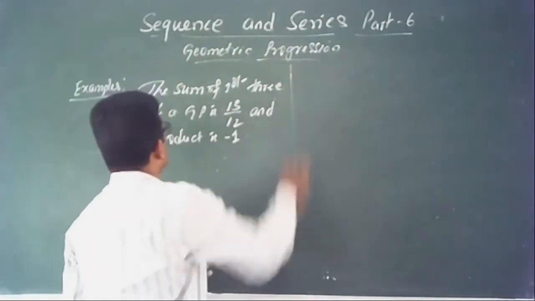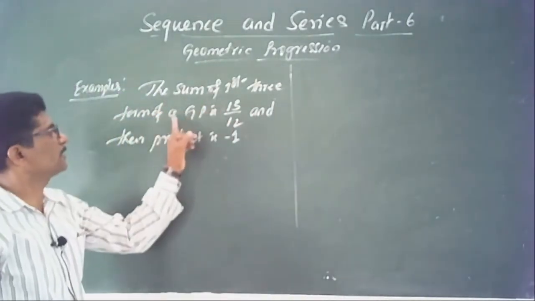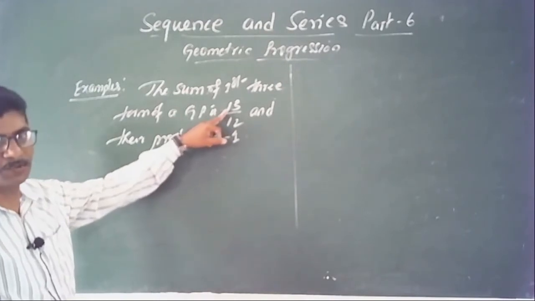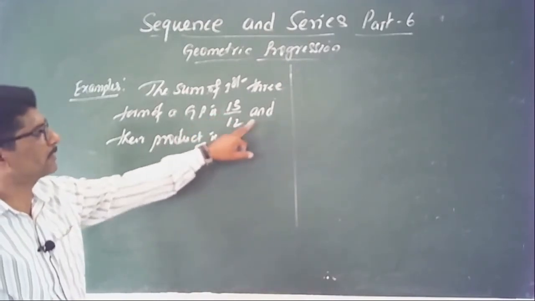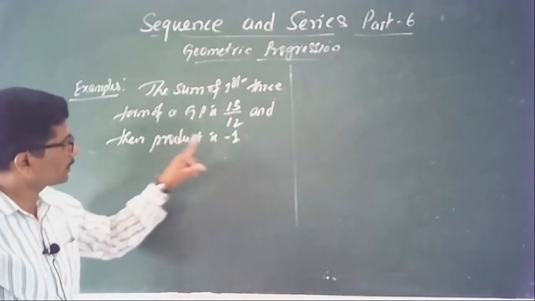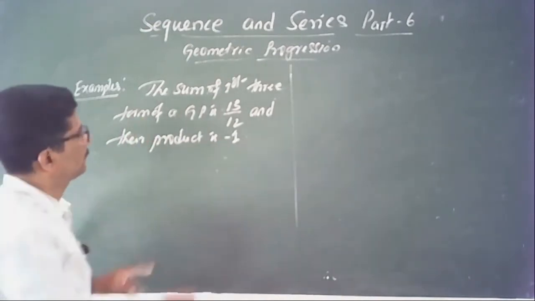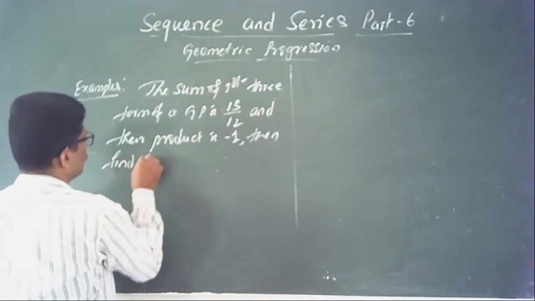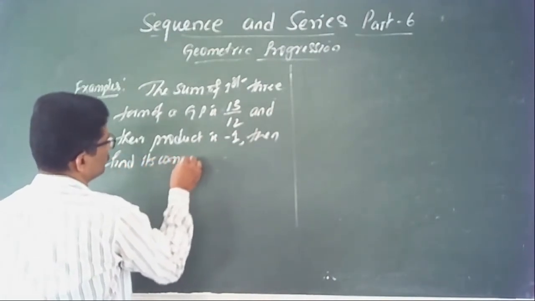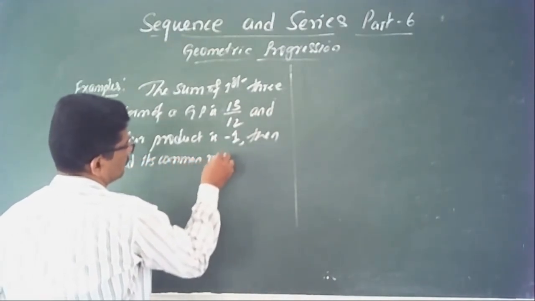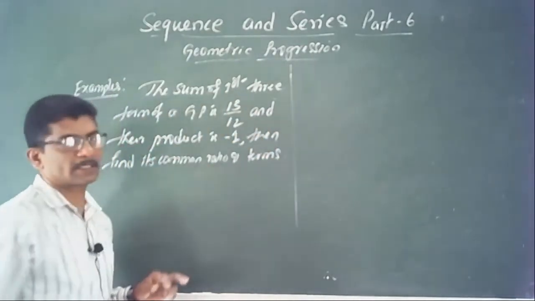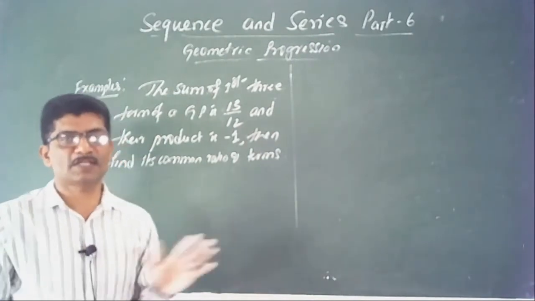Say good examples. The sum of the first 3 consecutive terms of a GP is 13 divided by 12 and their product is minus 1. Then find its common ratio and terms. Find those 3 terms and the common ratio.